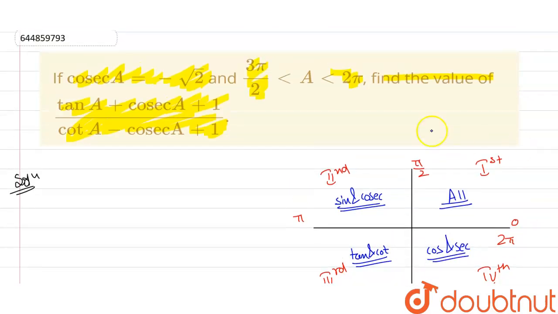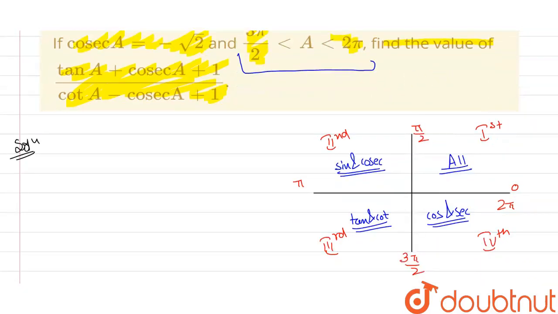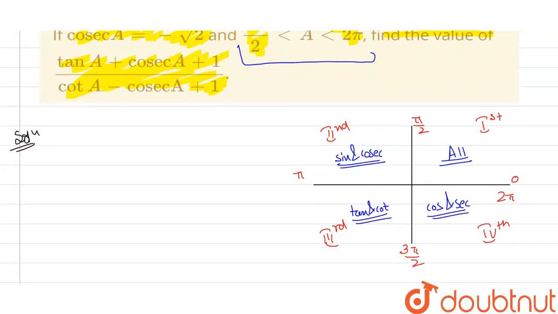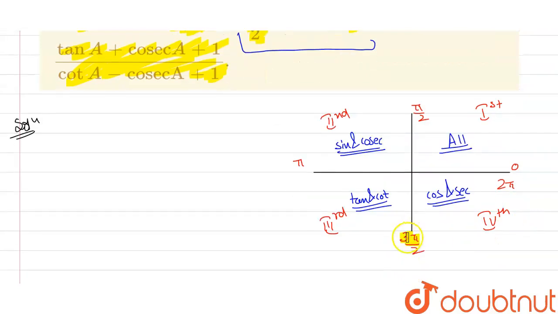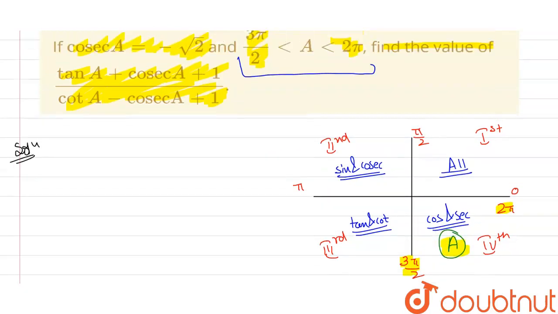Now the question says that A lies from 3 pi by 2 to 2 pi. If I look at the diagram, this means A is lying in the fourth quadrant, from 3 pi by 2 to 2 pi. Now I have to find the value of this expression, which has the trigonometric ratios tan A, cosec A, and cot A.